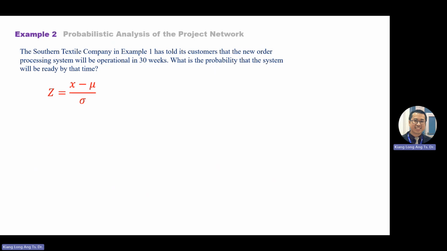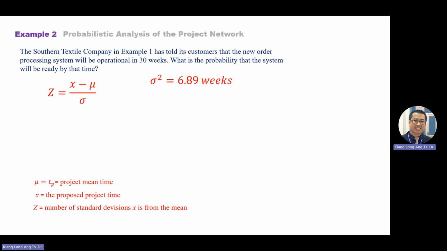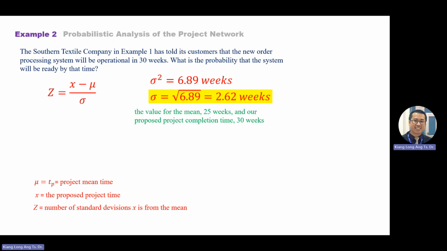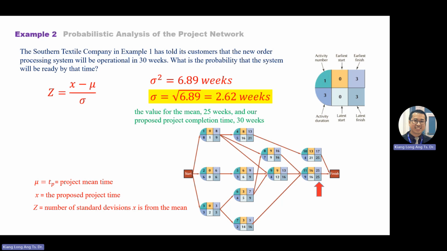Z equals X minus mu, divided by sigma. You have a variance of 6.89, so you need to take the square root of it. This is also a careless mistake: some of you straight away put 6.89 here, and then you estimate the wrong things already. You know that your mean time is 25 weeks from your earlier network analysis. The customer proposed 30 weeks. Put them in the correct sequence. X is what your customer wants, and mu is your project time, 25.